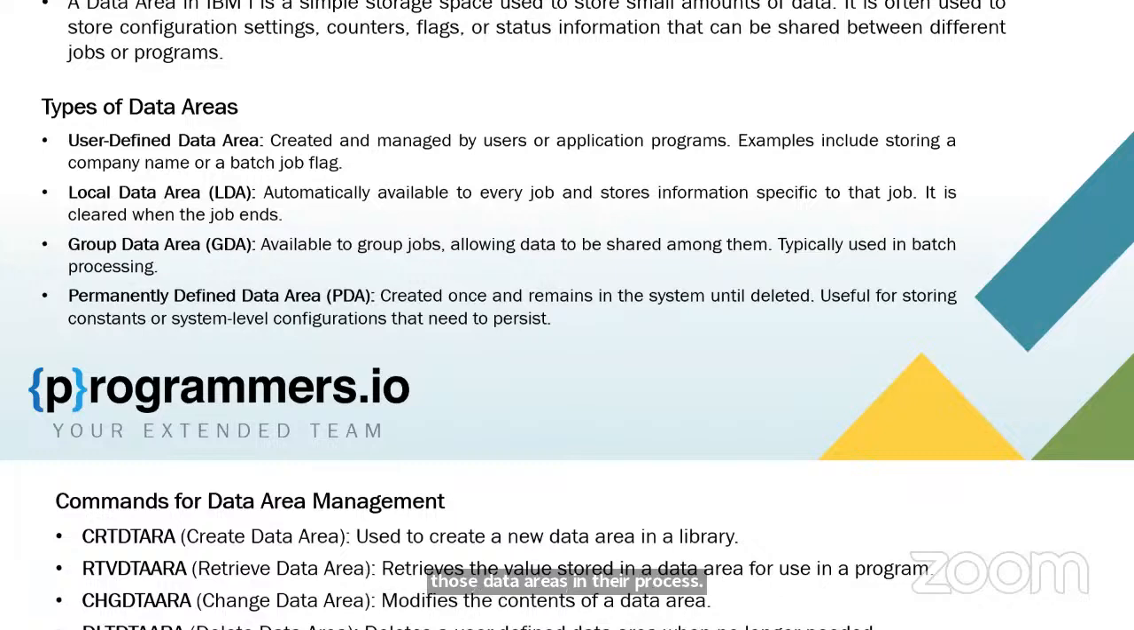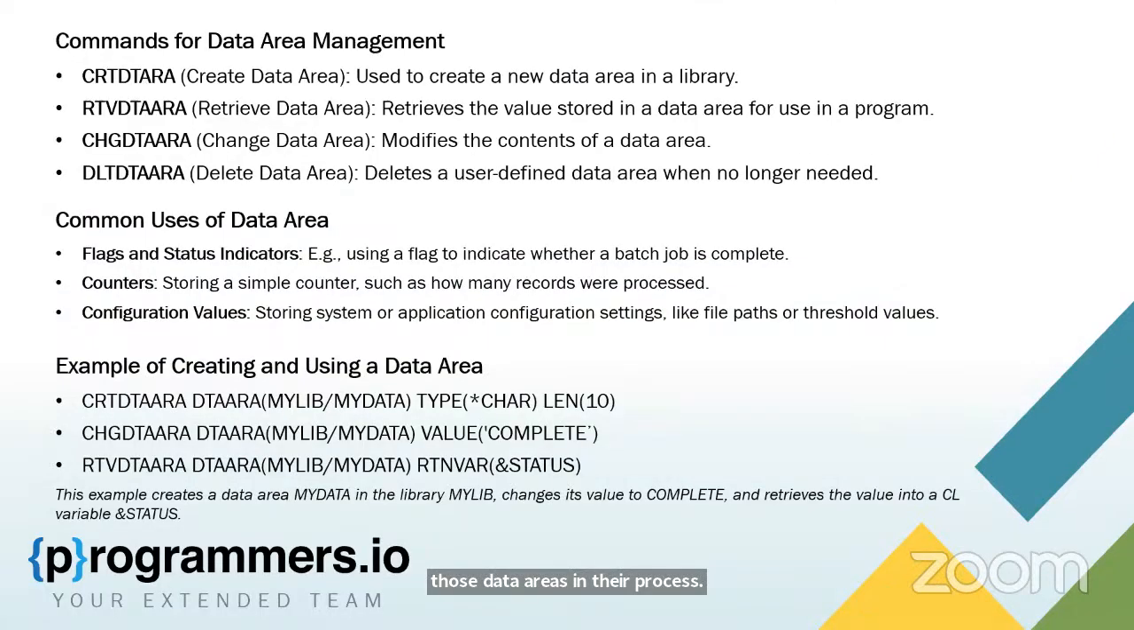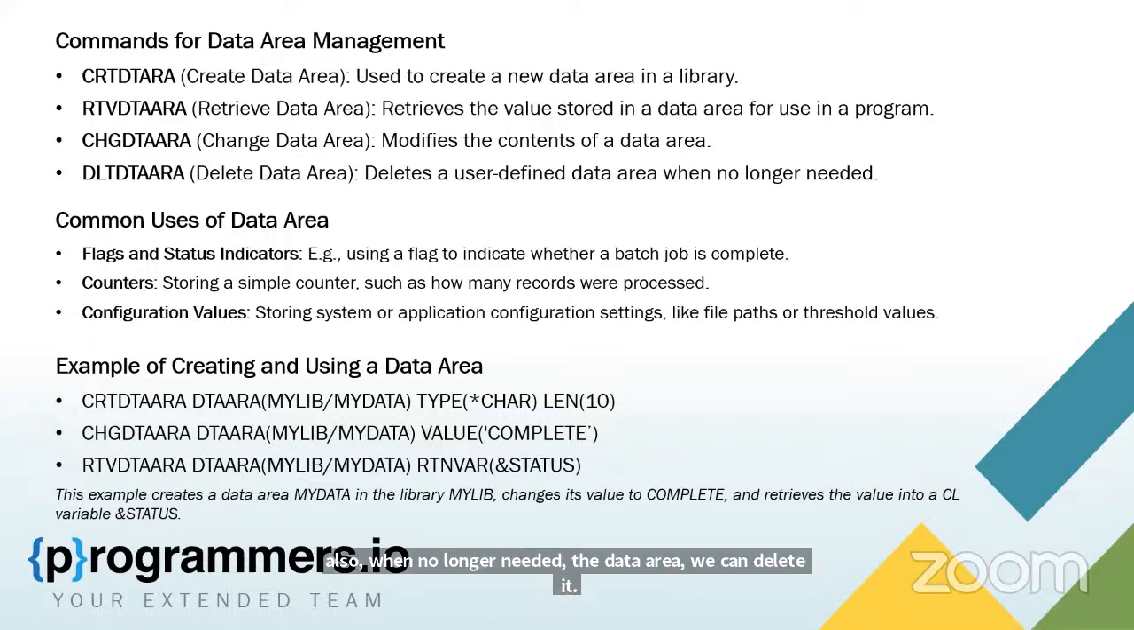Let's see some more about the data area, which are the commands of the data area. We can say there are 4 major commands we can perform on data areas, which start with creating a data area under a library, retrieving some information, or sub values, from the data area. We can change the data area value using CHGDTAARA, and when the data area is no longer needed, we can delete it using DLTDTAARA.